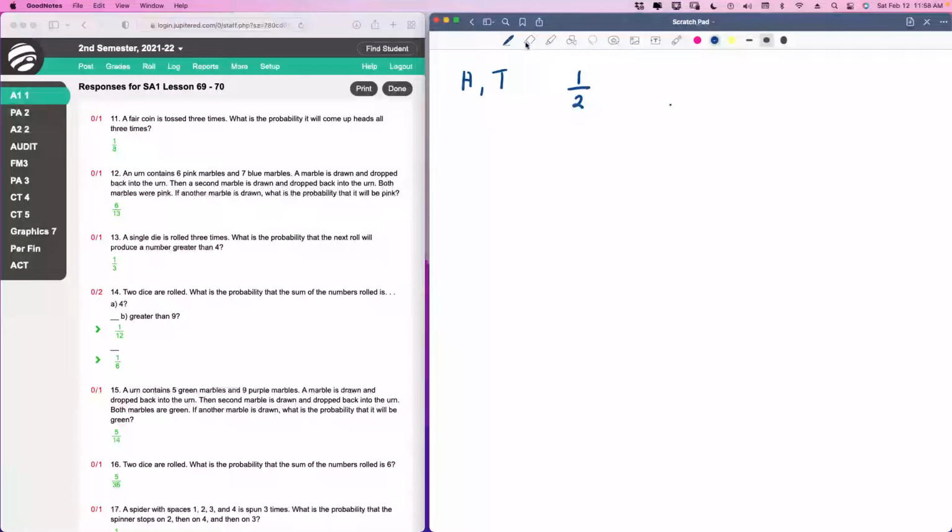You might also say 50-50, right? Because half of 100 is 50. We'll say that for 1 out of 2. So what's the probability that it will come up heads all 3 times? So we have the probability, that's how we write it, that it will be heads, heads, heads. So the chances that it'll be heads on the first flip is 1 out of 2.